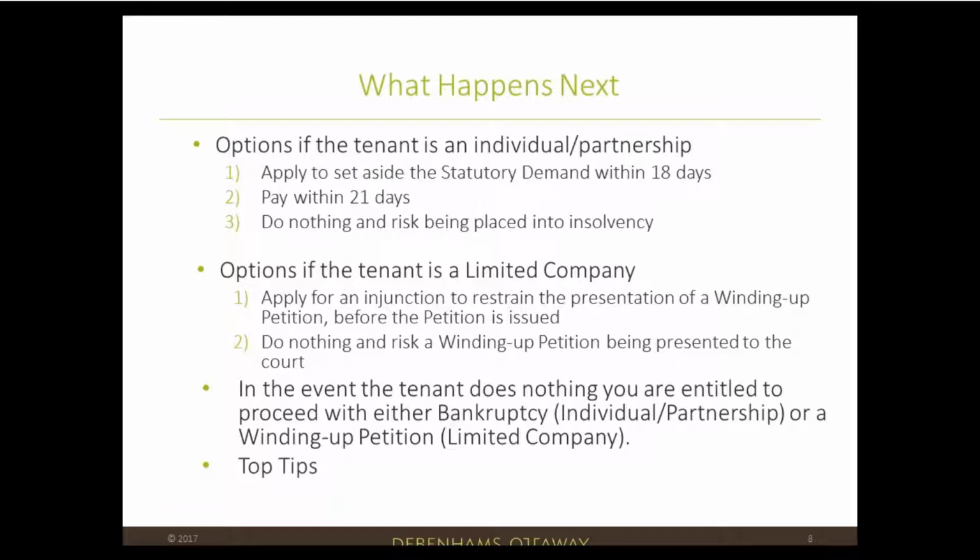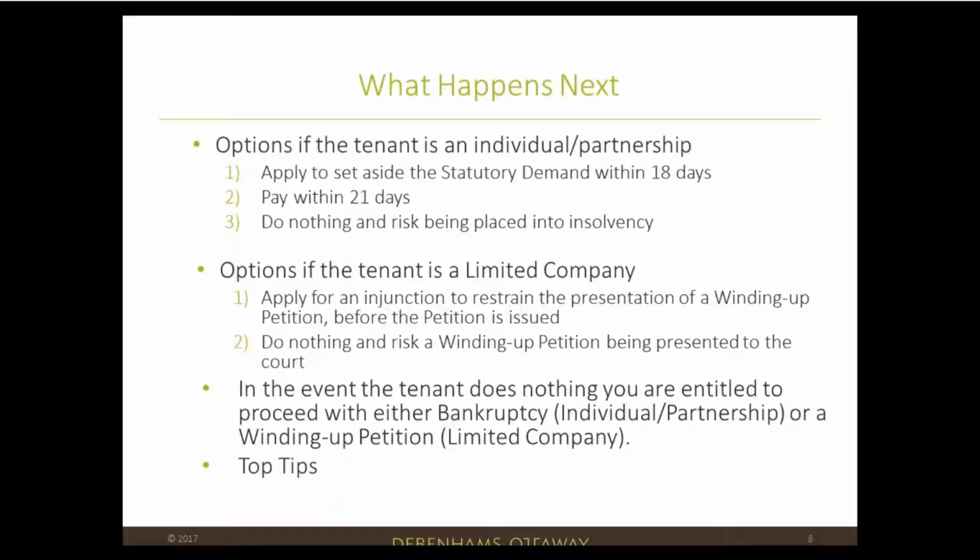Okay, so once the demand has been served on the tenant, they have various ways in which they can then deal with it. Firstly, they can apply to set the statutory demand aside within 18 days of service. This is usually if there is a genuine dispute, or if for some reason the form is invalid. So again, drafting is very important that it complies with the new rules. Or they can make payment within 21 days, which is ideally what we would hope for, or they can just ignore the demand and risk being placed into insolvency.